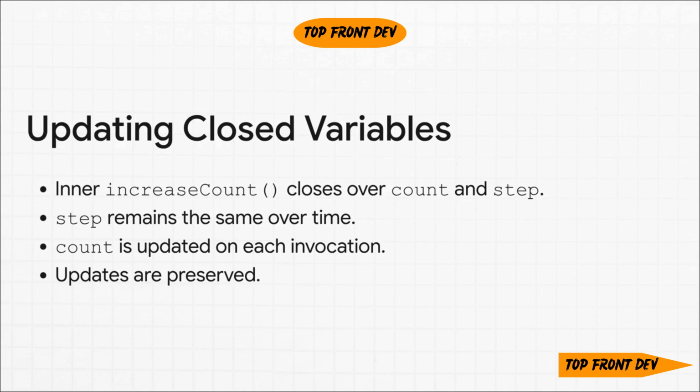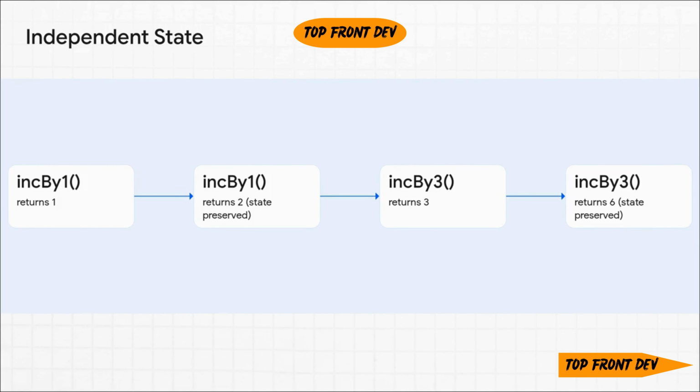This is how we create persistent state. And here's the proof in the pudding. Look, we can create two totally separate counters, inc by 1 and inc by 3. Each one gets its own private preserved count variable, all thanks to closure. And you can see how calling inc by 1 has absolutely no effect on inc by 3's state. They are completely independent. That is the power of closure for creating private encapsulated state.